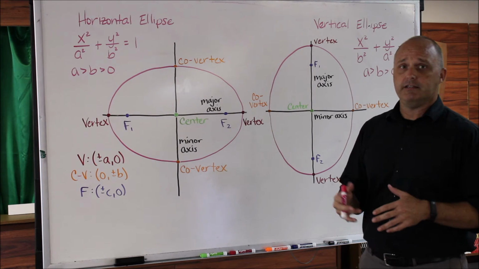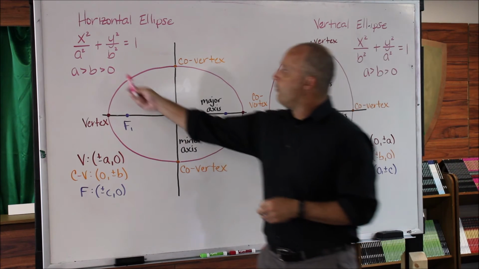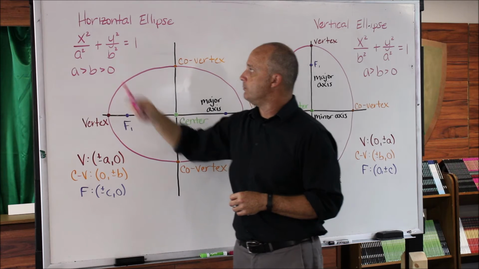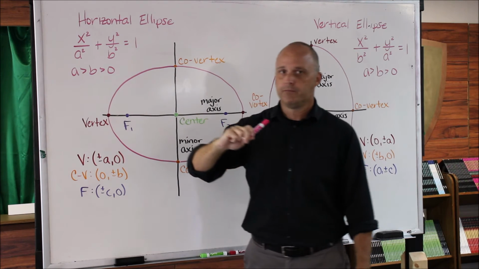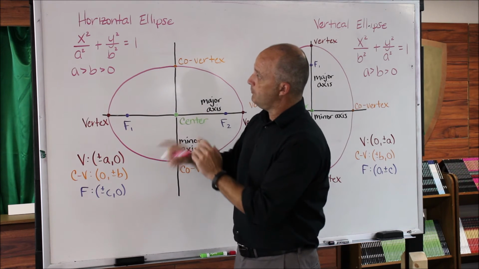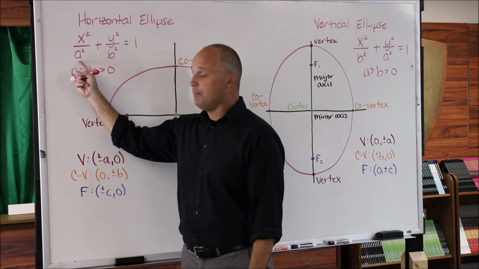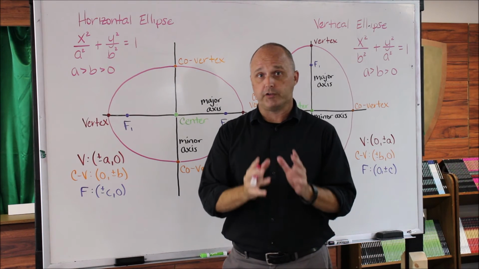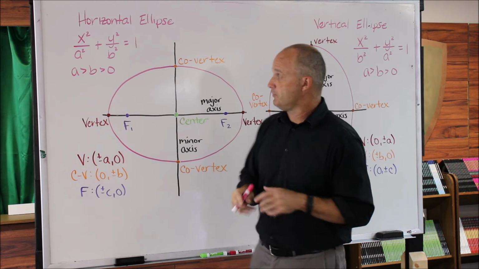Now, going back to these equations, the reason why they're important to know, with the horizontal ellipse, you're going to have x squared over a squared plus y squared over b squared, where again, a is greater than b is greater than 0. So for a horizontal ellipse, the bigger denominator is going to end up over here. Okay? So your first denominator is always going to be the bigger denominator whenever we're dealing with a horizontal ellipse.